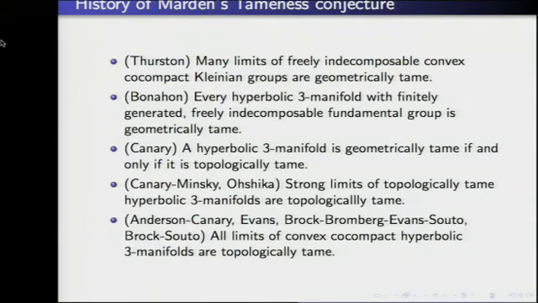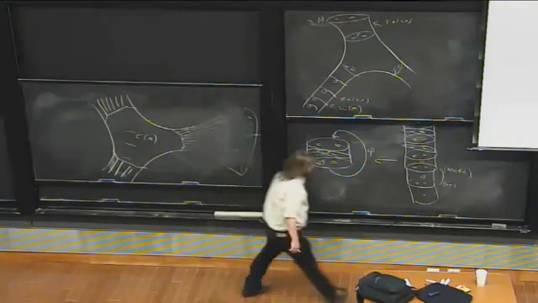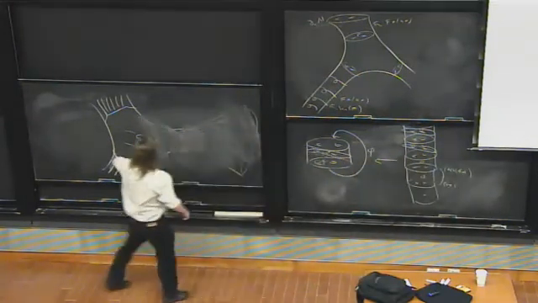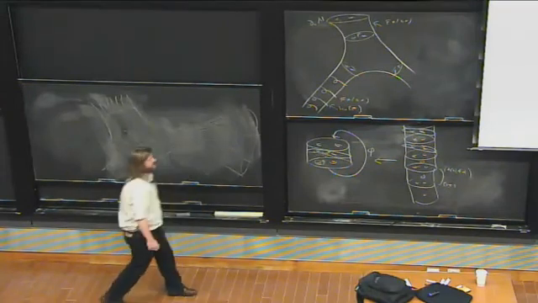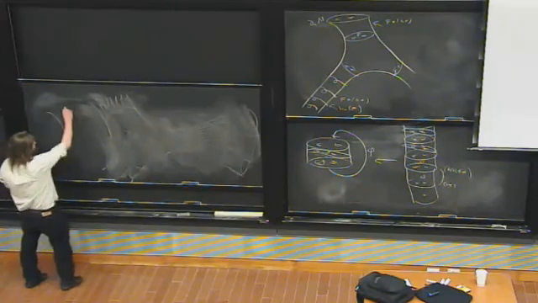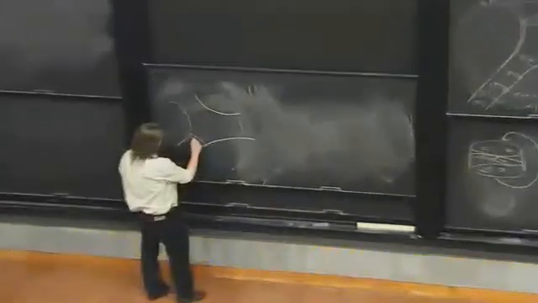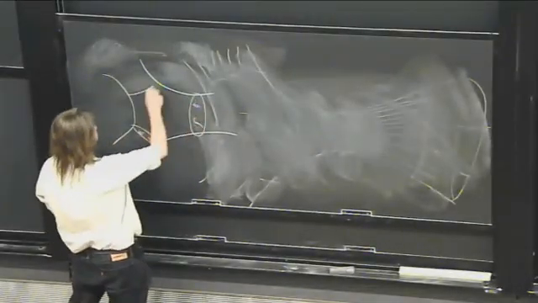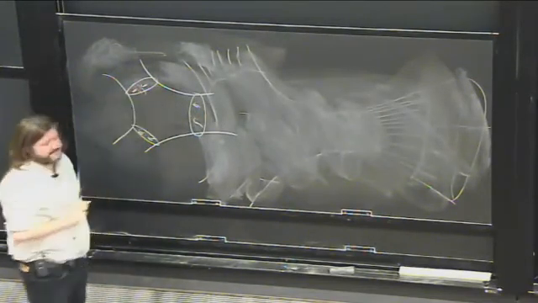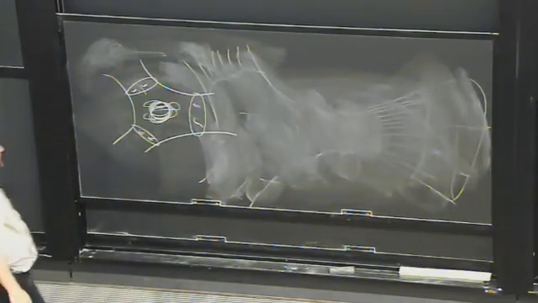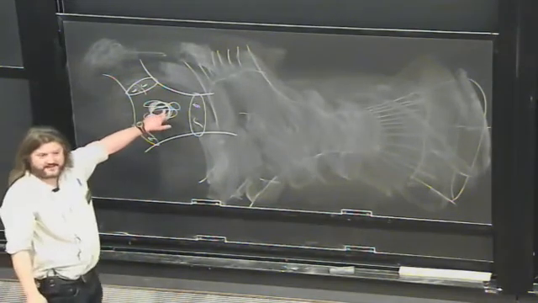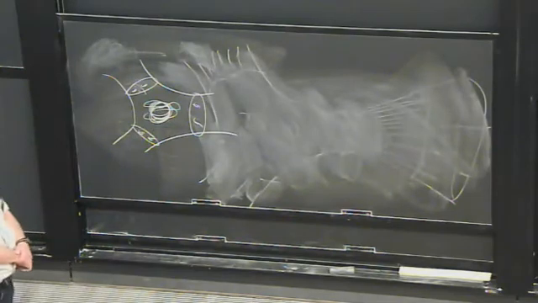So let me just show you the idea because it's kind of quick. The idea of why topological tameness implies geometric tameness relies on Bonahon's result. If you have a topologically tame manifold that doesn't have freely indecomposable fundamental group, then if you look at the compact core, there's some curve in the boundary that is homotopically trivial in the 3-manifold, but not in the surface. So what you do is you take a super complicated curve in the middle here, and you form the double branched cover over that curve. And topologically, that manifold will have freely indecomposable fundamental group.